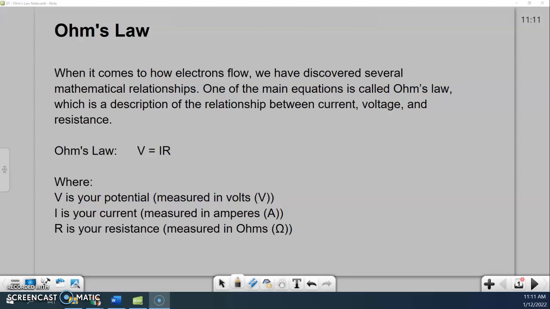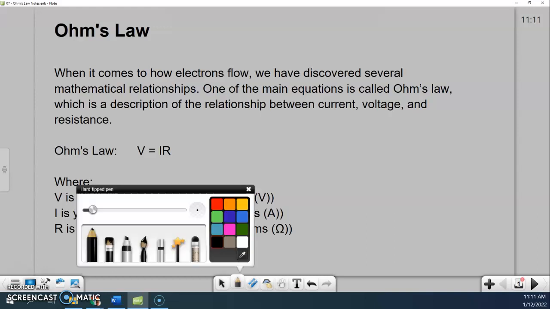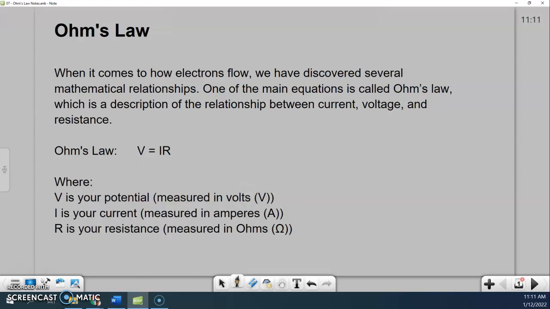So we're going to talk through what Ohm's Law is and how it works. When it comes to how electrons flow, we've discovered several mathematical relationships. One of the main equations is called Ohm's Law, which is a description of the relationship that exists mathematically between current, voltage, and resistance.